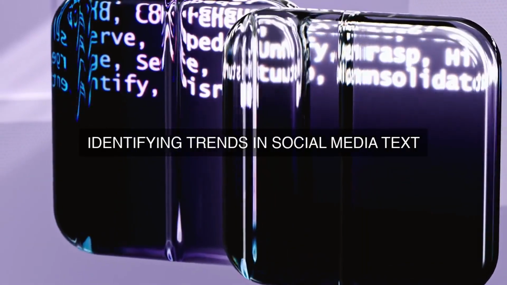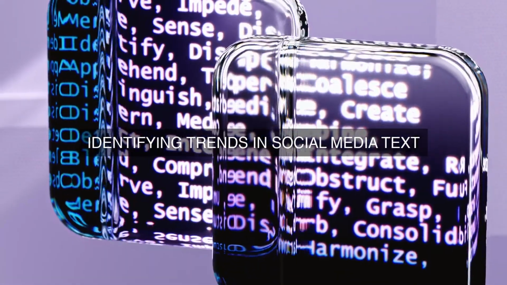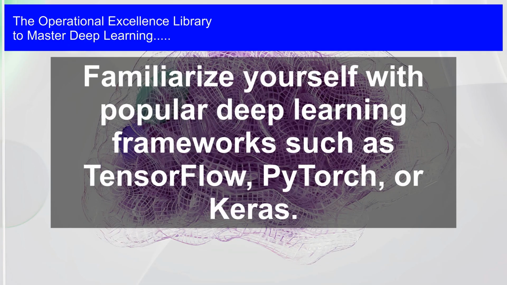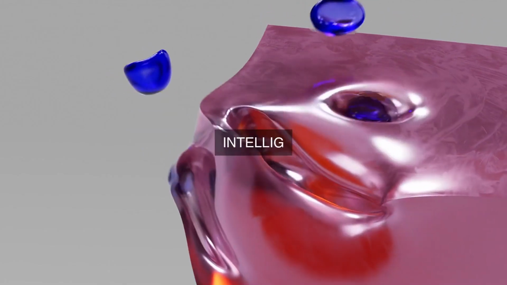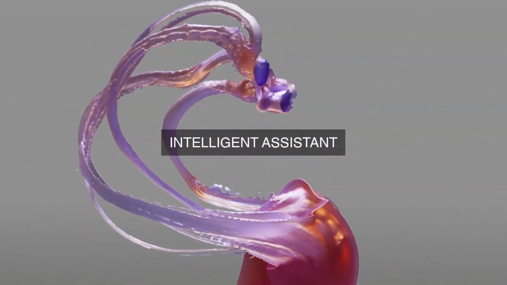4. Model training. The pre-processed and tokenized data is then fed into a deep learning model, typically a type of recurrent neural network, RNN, or transformer architecture. The model learns to predict the next token in a sequence, given the context of the previous tokens.